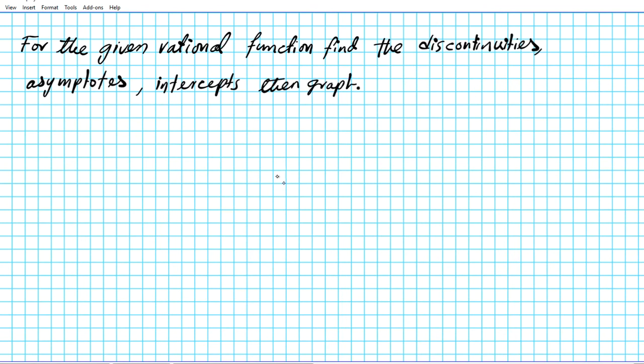Okay? Alright, so let's say we have the following rational function, f of x equals 2x plus 1 times 3x minus 1. This entire numerator quadratic divided by 3x minus 1 times x plus 2.